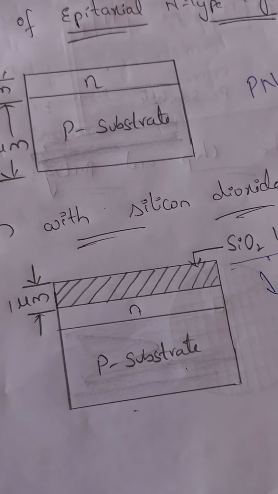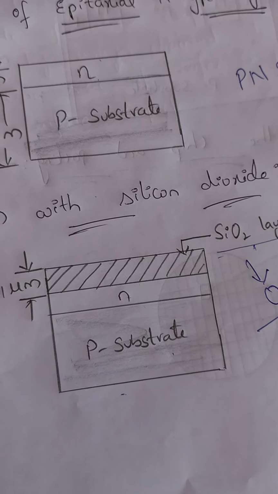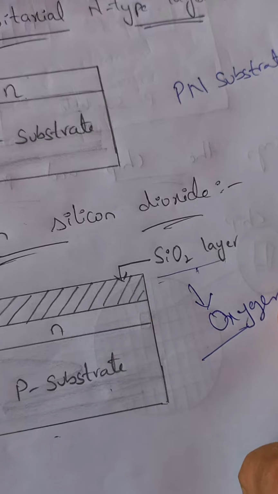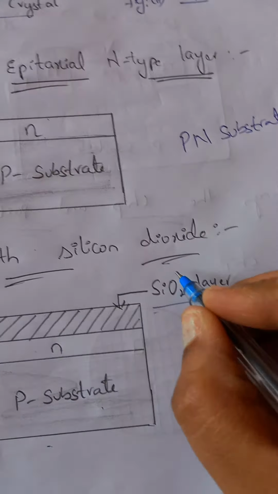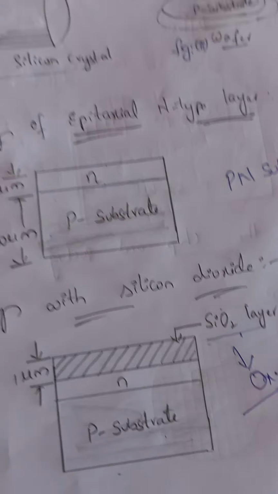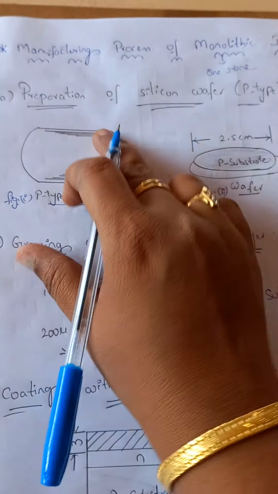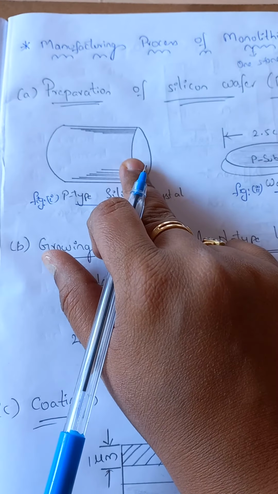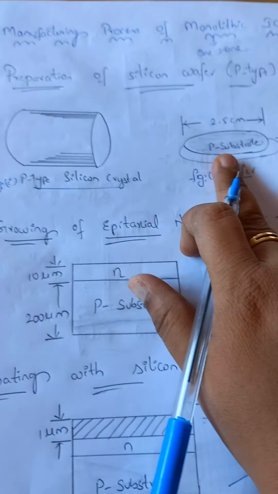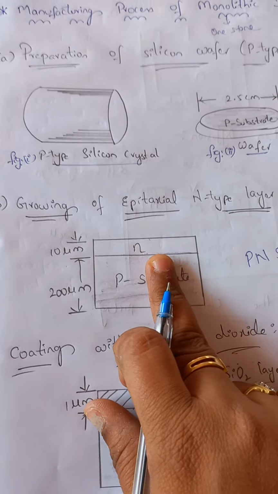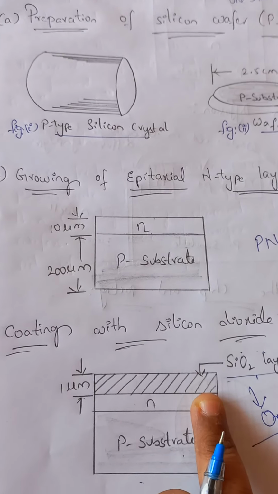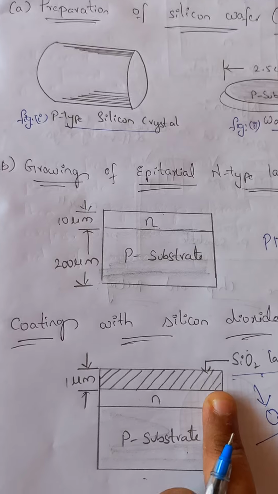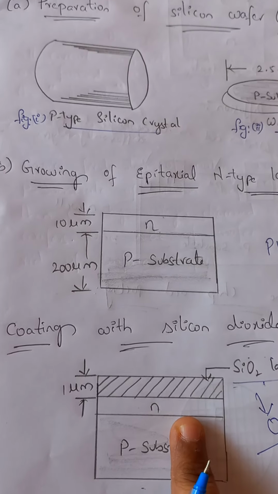We have to apply a complete oxygen layer on the epitaxial layer. This oxygen combines with the silicon atoms, producing SiO2. So in the first three steps, firstly the crystal is cut into thin wafers. On a single wafer an epitaxial n-type layer is grown, and then a silicon dioxide layer is grown, or coated, on the PN substrate to prevent contamination.